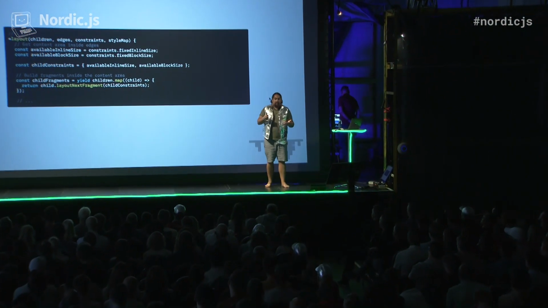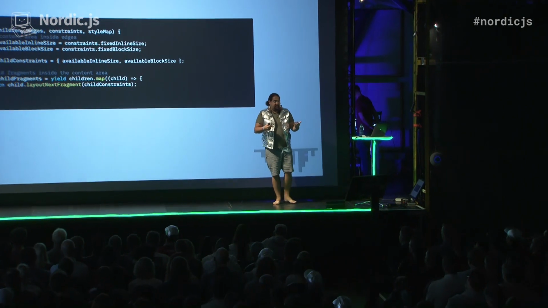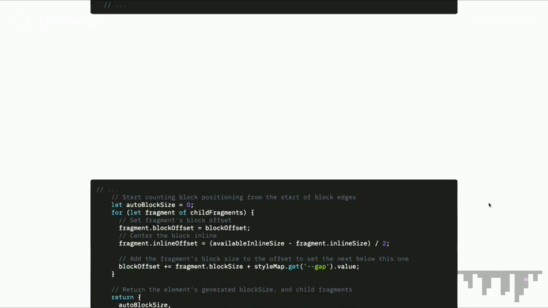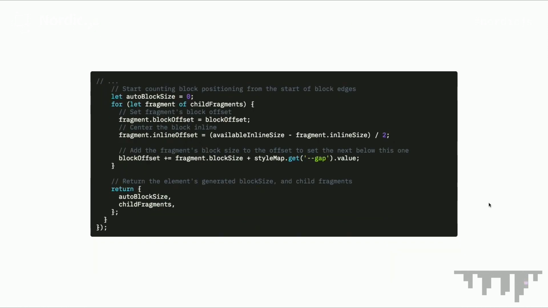So the first two things we do is we figure out the available inline size and the available block size by grabbing those from our constraints. And then we're going to build an object off of that. Next, we're going to generate fragments for each of our children by running over them and grabbing their layout next fragment from those constraints that we have available. Once we have all those fragments, we can then position them. And this actually is pretty easy.